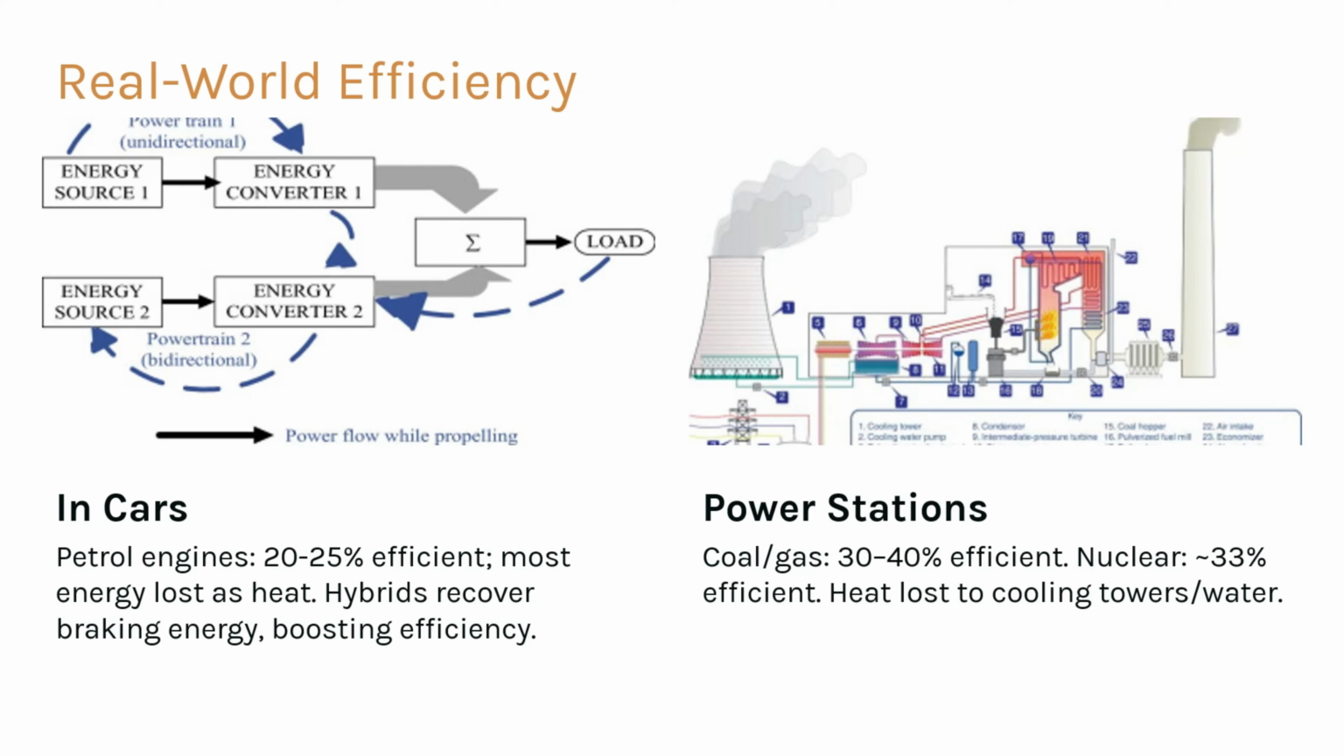Real-world efficiency. In real systems, efficiencies are often quite low. Petrol car engines are typically only 20 to 25% efficient. Power stations operating on coal or gas are around 30 to 40% efficient. Nuclear power stations are also around 1/3 efficient, with large amounts of heat lost to cooling systems. Improving efficiency even slightly can save enormous amounts of fuel and money.